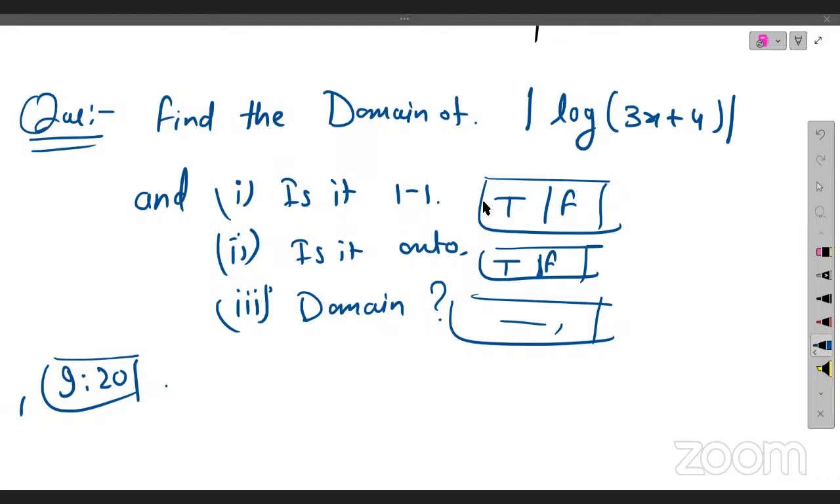And please don't use Desmos, because in the exam you cannot use Desmos, right? So try to do it by yourself.